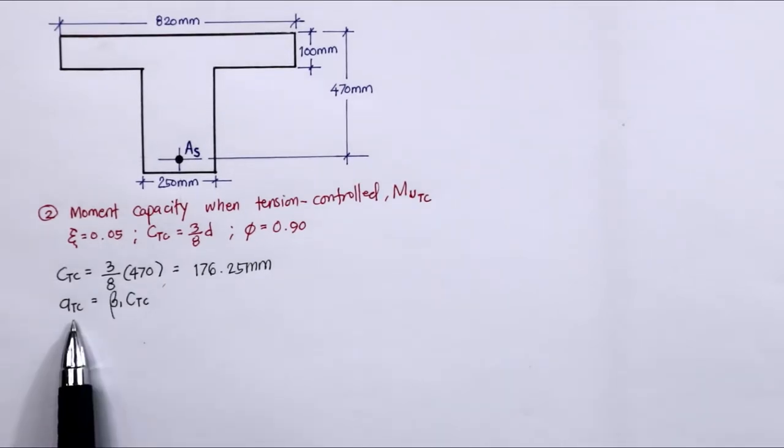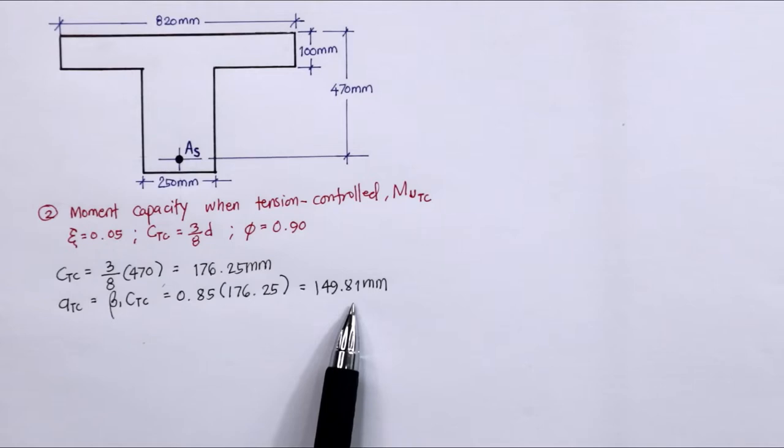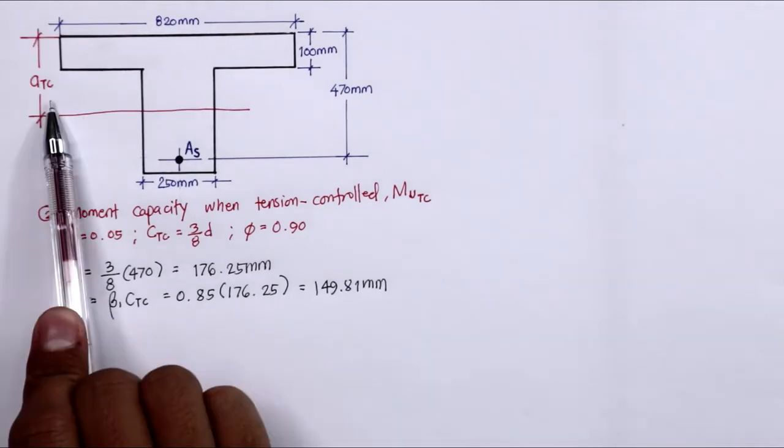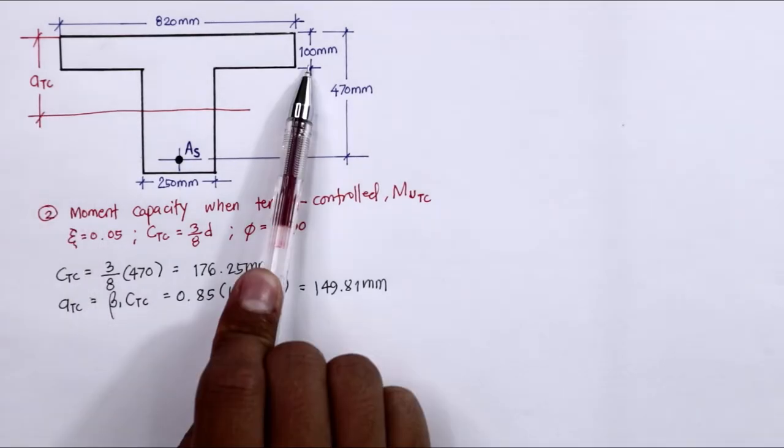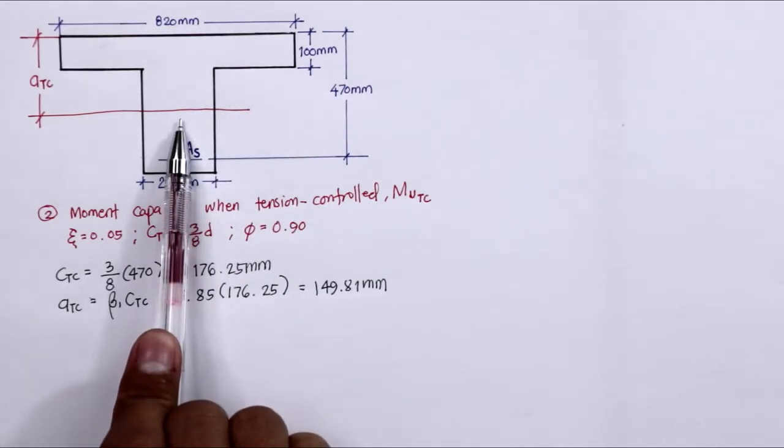Next, ay isolve naman natin yung value ng A when tension controlled. Equal pa din siya sa formula na beta 1C. Nakuha na natin kanina yung value ng beta 1, which is equal to 0.85, and the value of A when tension controlled is 149.81 millimeter. Since mas malaki pa rin yung value ng A when tension controlled compared sa thickness ng flange, which is 100 mm, kaya yung A ay magpopol sa web ng T-beam.